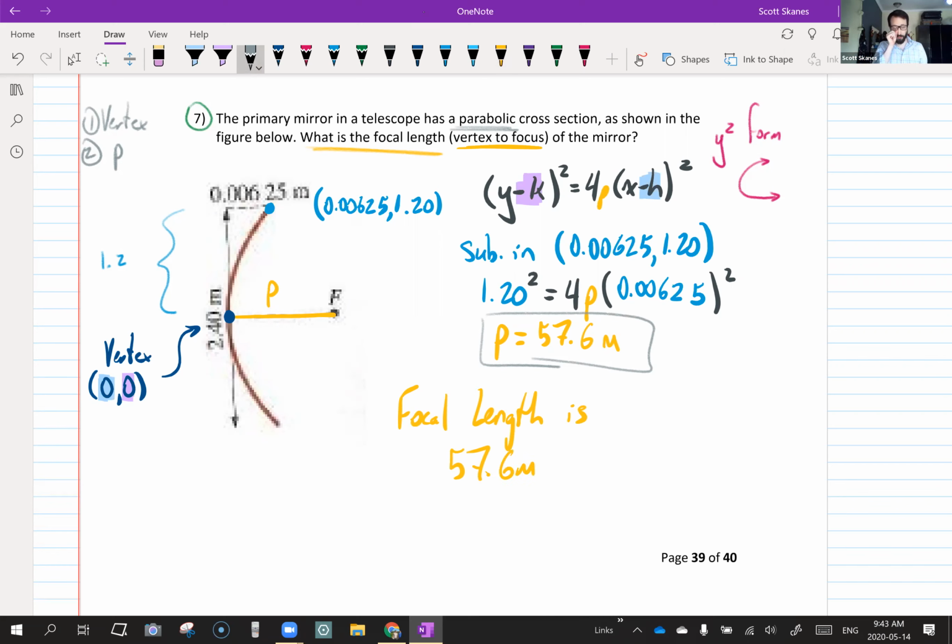That would be our fully written answer. So again, if you want to know what the focus does, if you shine light in on this, the light will bounce back and it'll all focus in on that one point. It's kind of how your eye works too, but I won't get into that. Long story short, focal length means find p. And the way we found p is exactly what we've been doing. We use our general form or our standard form for the equation, put in your vertex, put in an x and y value, solve for the missing piece.